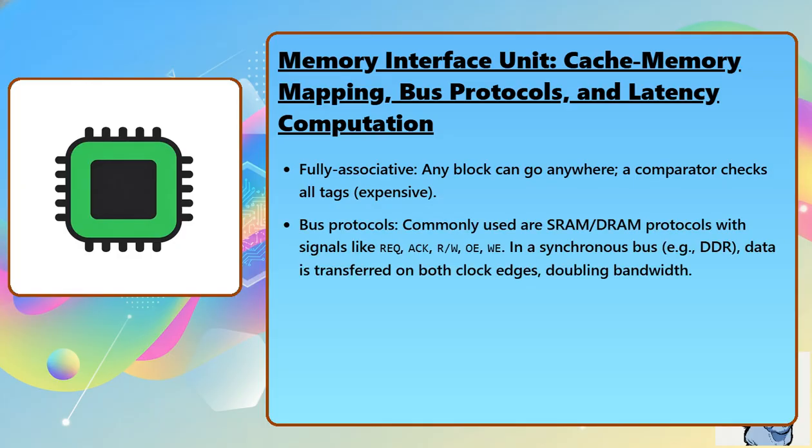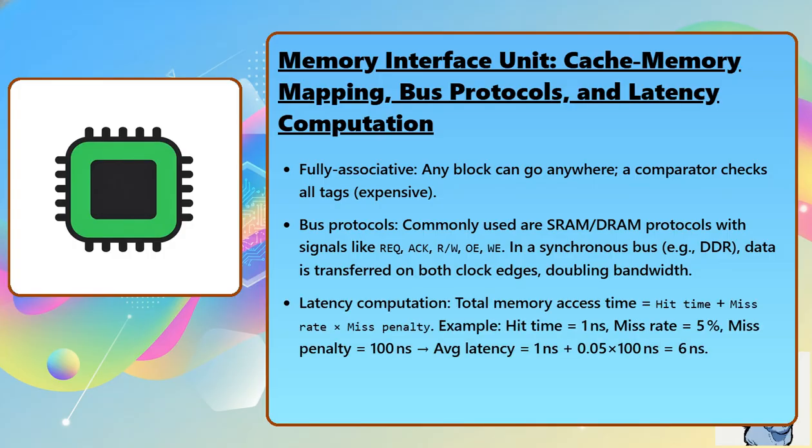Bus protocols: commonly used are SRAM or DRAM protocols with signals like REQ, ACK, R/W, OE/WE in a synchronous bus. For example, in DDR, data is transferred on both clock edges, doubling bandwidth. Latency computation: total memory access time equals hit time plus miss rate times miss penalty. Example: hit time is 1 nanosecond, miss rate is 5%, miss penalty is 100 nanoseconds, which gives an average latency of 6 nanoseconds.